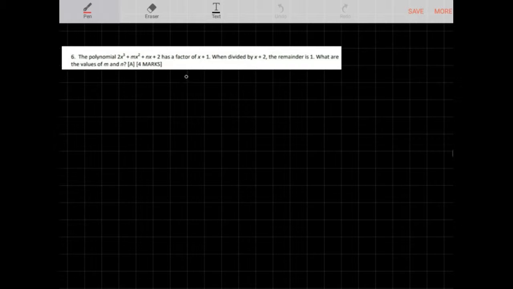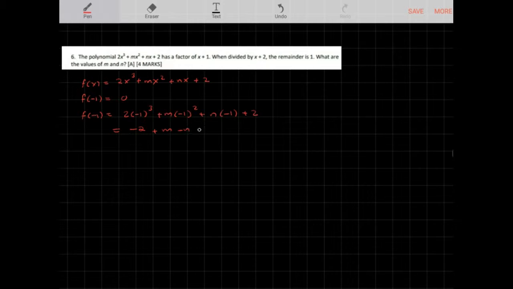remainder theorem. Now, we can understand that if I let f of x represent our polynomial, 2x cubed plus mx squared plus nx plus 2, we know that one of its factors is x plus 1. So if I plug in f of negative 1, I should get 0 according to the factor theorem. So if I plug in f of negative 1, I get 2 times negative 1 cubed plus m times negative 1 squared plus n times negative 1 plus 2, which is negative 2 plus m minus n plus 2, and this should be equal to 0.